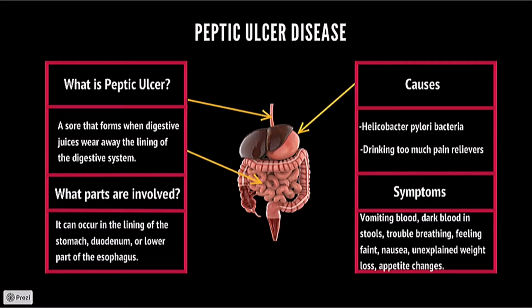So what are the causes or the factors that may cause peptic ulcer? There are two main causes of peptic ulcer disease. First is the Helicobacter pylori bacteria, also known as H. pylori. It sticks to the layer of mucus in the digestive tract and causes inflammation, which can break down the protective lining inside the stomach.